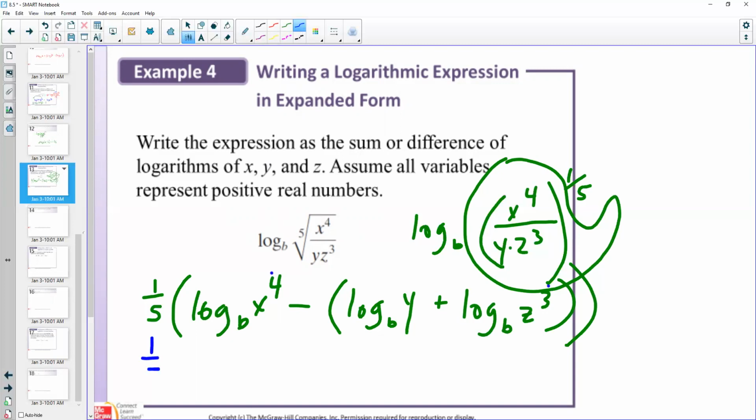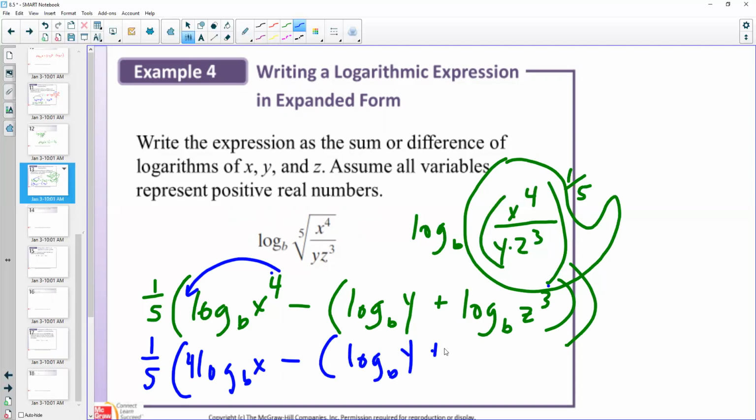So I have 1/5 log base b, 4, that goes to the front, log base b of x, minus the quantity, log base b of y, plus, bring that exponent forward, 3 log base b of z. Now from here, you can distribute this negative and get rid of those parentheses. You can distribute the 1/5 to everybody, okay?